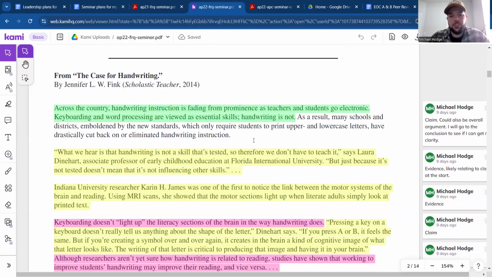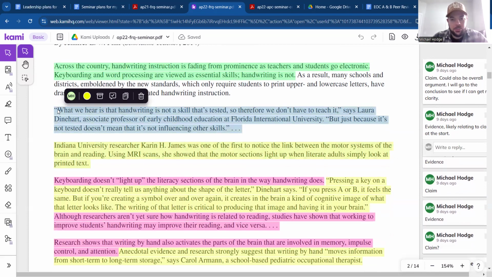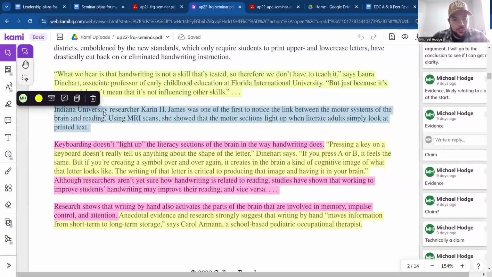So then what do you do? You look for evidence. What did I tell you to look for? One of the things was quotation marks. Right off the bat, I see quotation marks. Bada bing, bada boom. And then it says Laura Deinhardt. Okay, that's not the person who wrote this. There's got to be evidence. I just mark it all up. Florida International University. That's definitely another key, right? And then more quotes. Definitely evidence. Indiana University researcher. Don't even have to read this any further. I know this is evidence, right? And then I'm just going to mark up this whole thing.